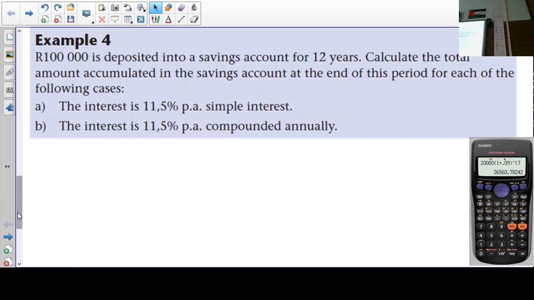In example 4, we are told that 100,000 Rand is deposited into a savings account for 12 years. So that is going to be your P value. For 12 years is your N value. Calculate the total amount accumulated. Accumulated is the sum of your interest and your principal. Accrued, in other words, in the savings account at the end of this period for each of the following cases.